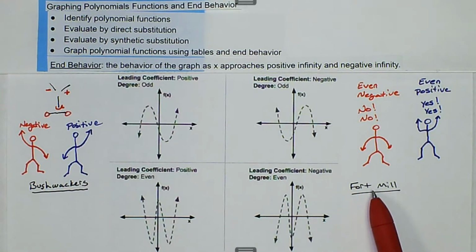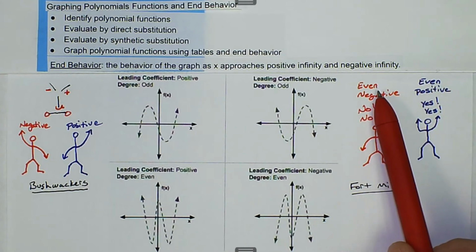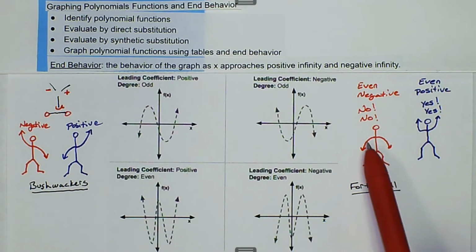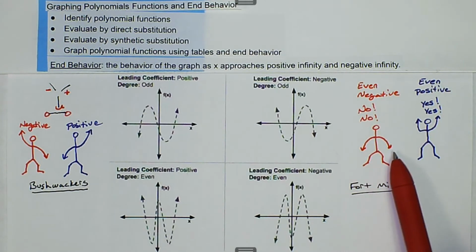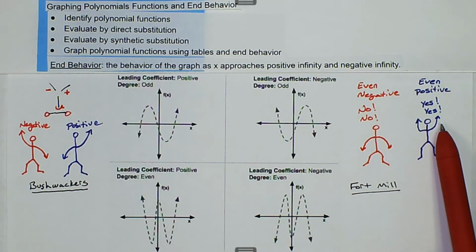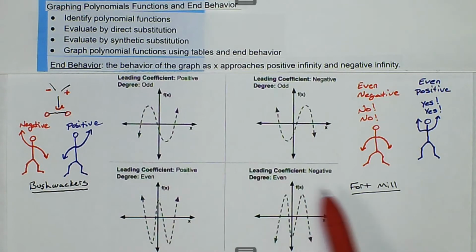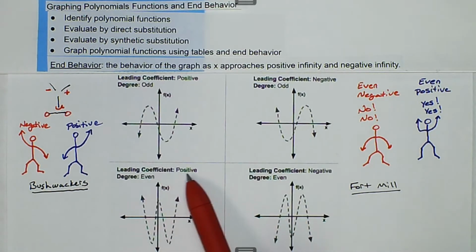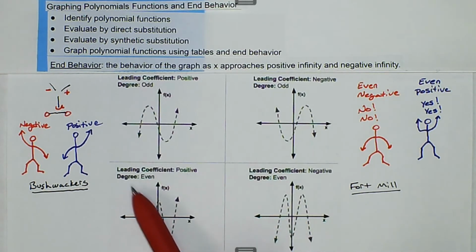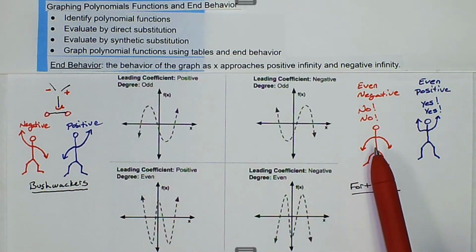So we have the Fort Mill reference for the even function. If it was no, no, no, that's end behaviors all pointing down. If it's yes, yes, yes, end behaviors all pointing up. So here are the even functions down here. These would be the Fort Mill examples. Here's the positive. This one's the yes. We have both end behaviors pointing up. And here's the negative, no, no, no. Both end behaviors are pointing down.